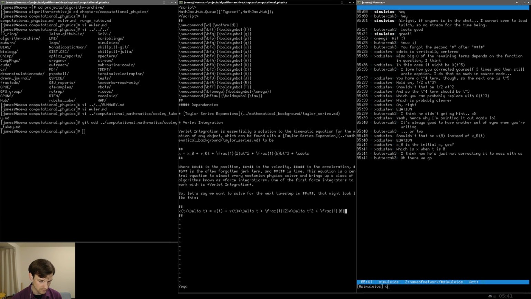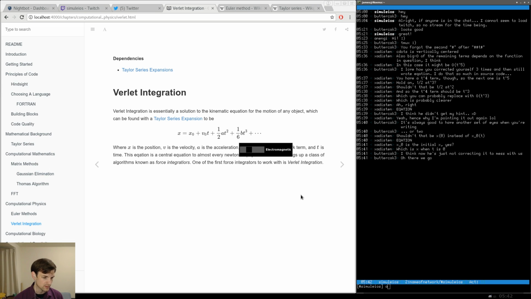And then b delta t raised to the third plus, and now I'll say O(t), t to the fourth, plus c dots. And in fact, I think you guys are right. Maybe I should put O(t) to the fourth here. Okay, something like this. So now let's write that, make sure it compiles just fine.